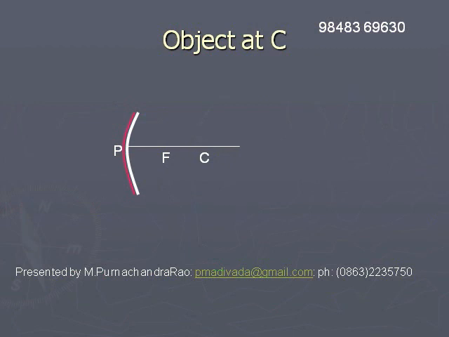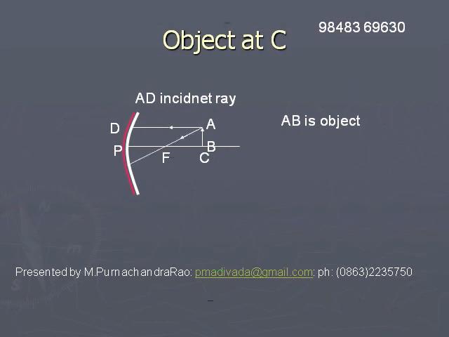Object at C. AB is the linear object. The vertical arrow represents AB, a linear object. From A, we selected two rays. One is incident parallel to the principal axis, that is AD. The other one is passing through the focus, AFE. AD after reflection passes through F. So AF is the reflected ray, and the reflected ray of incident ray AN is NA prime.